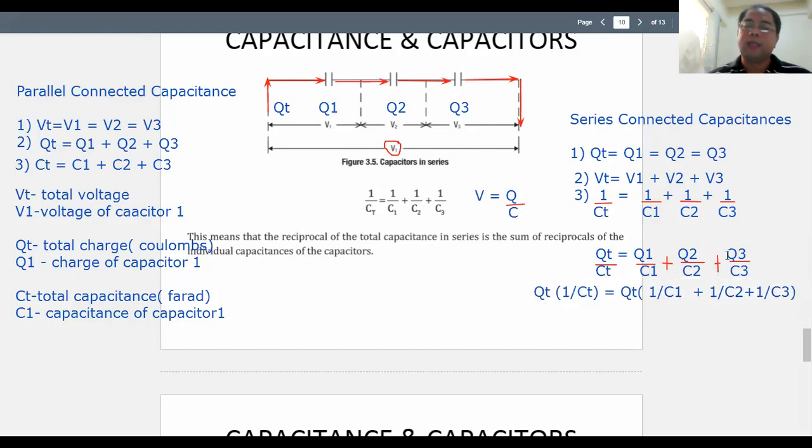Now, if Q sub T is found on both sides of your equation, then you can cancel it. And then eventually what remains in our equation is similar to this one. So this is now our principle number 3: the total capacitance is the reciprocal of the sum of the reciprocals of the individual capacitances.